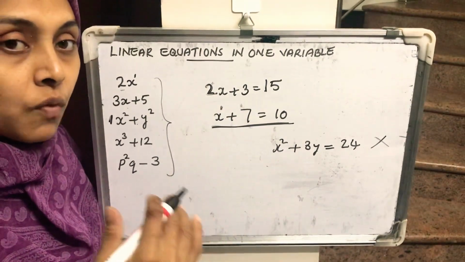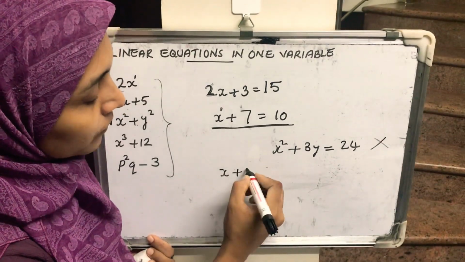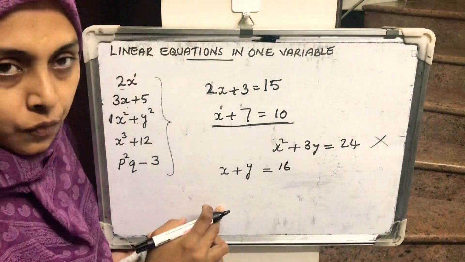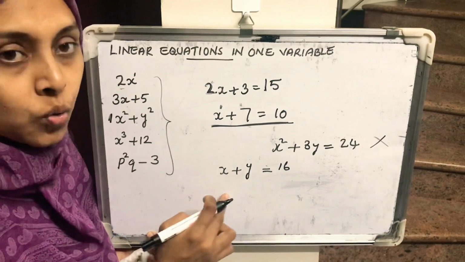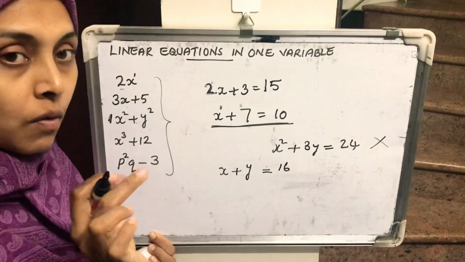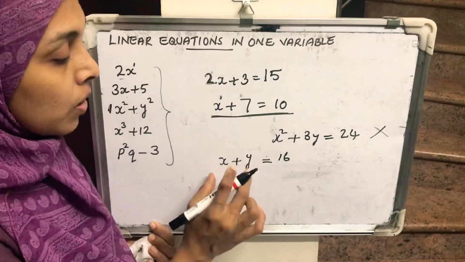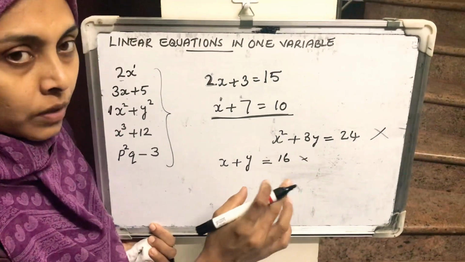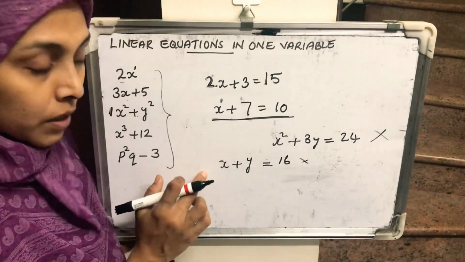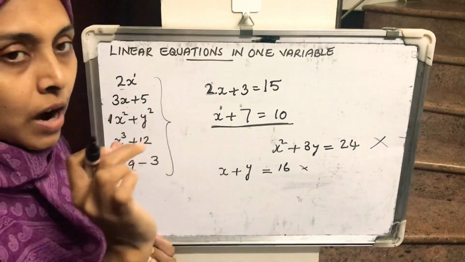And linear equations in one variable, that also we want to make clear. If you have an equation like x plus y is equal to 16, how many variables are there? 2 variables are there. For linear equations in one variable, there will be only one unknown variable. In this case there are 2 unknown variables, so it is not included in the set of linear equations in one variable. It is a linear equation, but not a linear equation in one variable. If it is a one variable equation, there will be only one unknown.